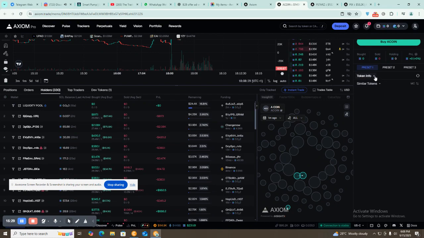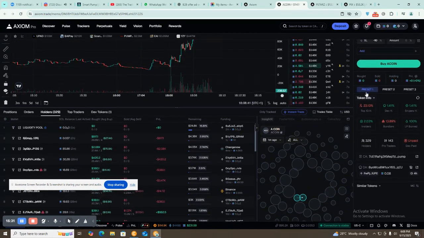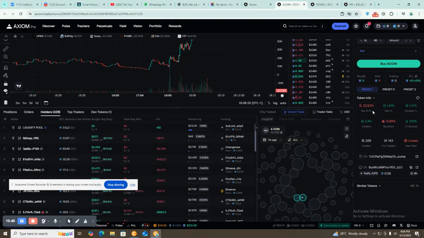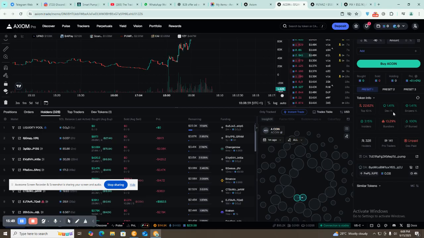And here we're going to see 23.13% of top 10 holders. It means the top 10 holders are holding 23 point something percent, which is a little bit okay for me. We see the developer holding 1.4%. That is the person who owns the project. Snipers are people who are front runners. They wait for launches and get in immediately before any other persons.